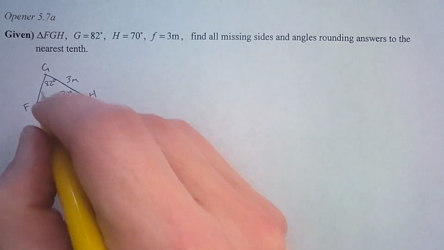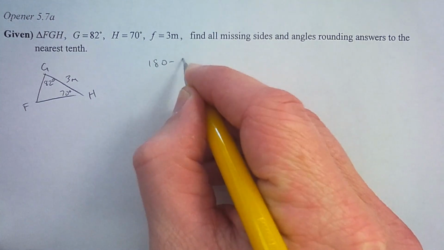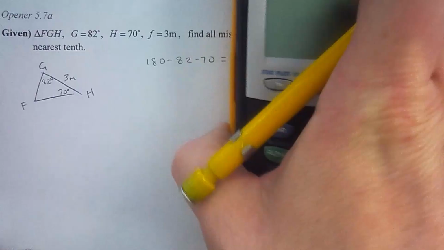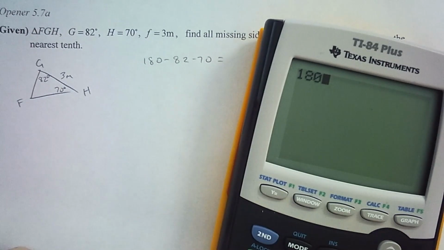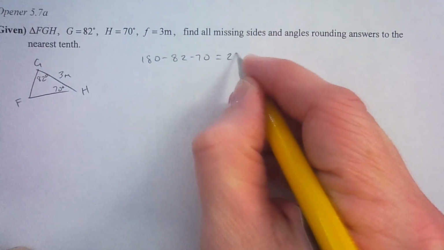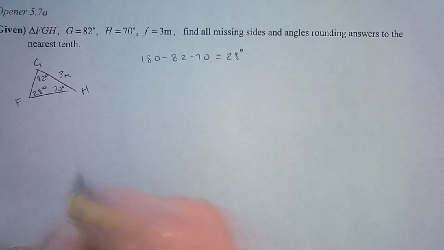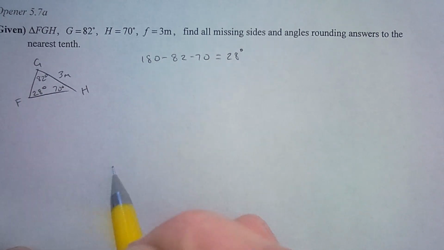Okay, so the missing angle is just going to be 180 minus the two angles we already know. Okay, so the missing angle is 28 degrees. Okay, so we've got all three angles. Now we need these two missing sides, G and H.